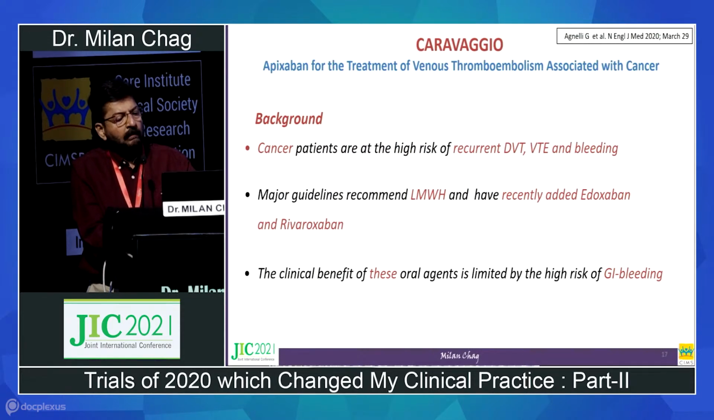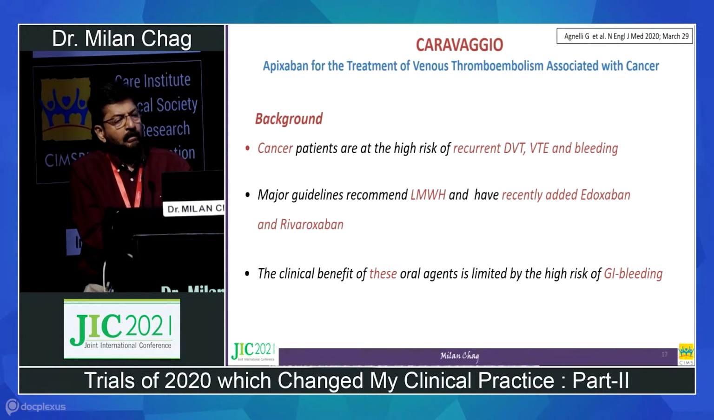What about Caravaggio trial? It is apixaban for the treatment of venous thromboembolism associated with cancer. See, if you know cancer, most of the cancer have increased incidence of DVT and then pulmonary embolism related to it, and that can lead to death even. So cancer patients have high risk of recurrent DVT and VTE, and they have risk of bleeding also.